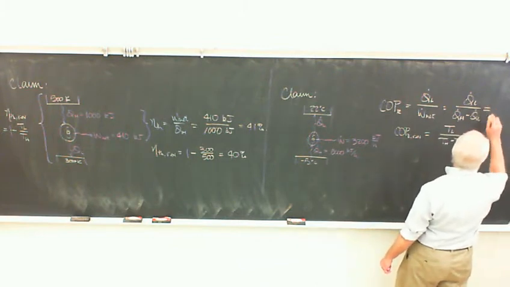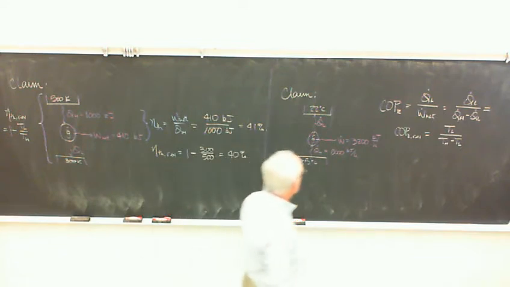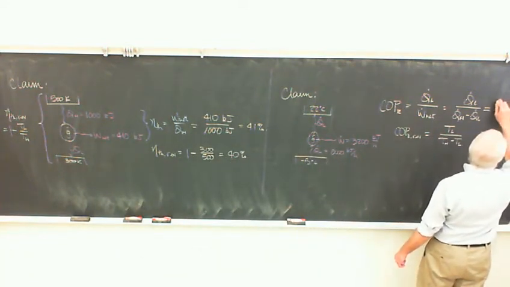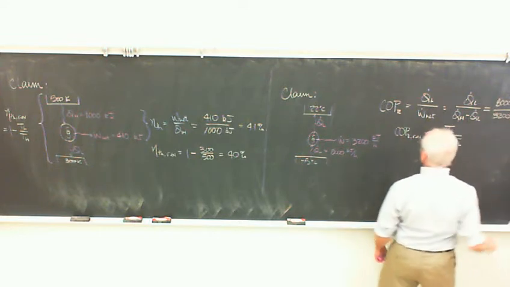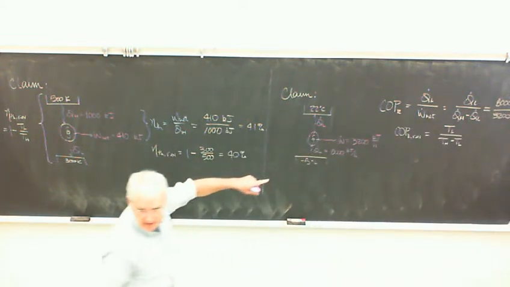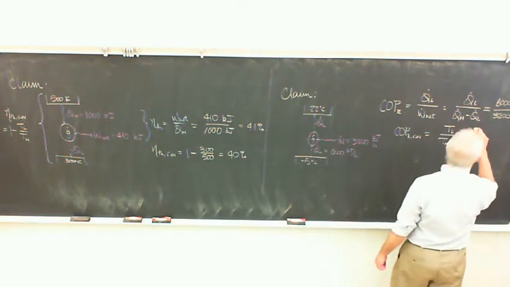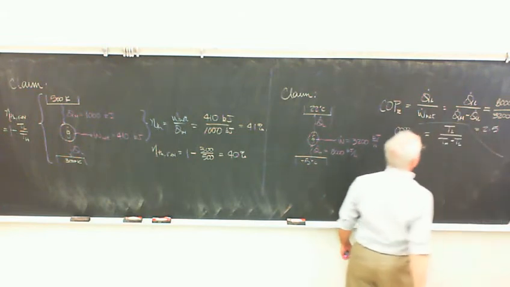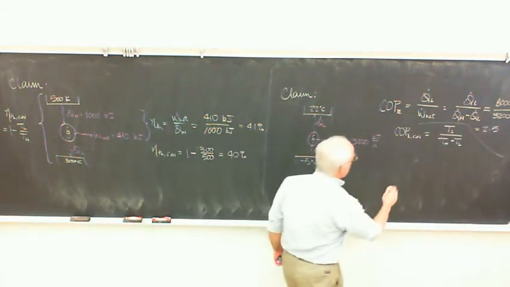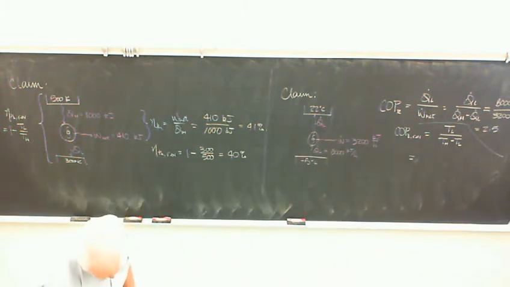All right, so we can come up with that value. That's 8,000 over 3,200. Notice you don't have to make these into kilojoules per second, into kilowatts. As long as they have the same units, they'll divide. So what's that come out to be? 2.5? And then using the temperatures, what'd you get? You have to do it in Kelvin, right?